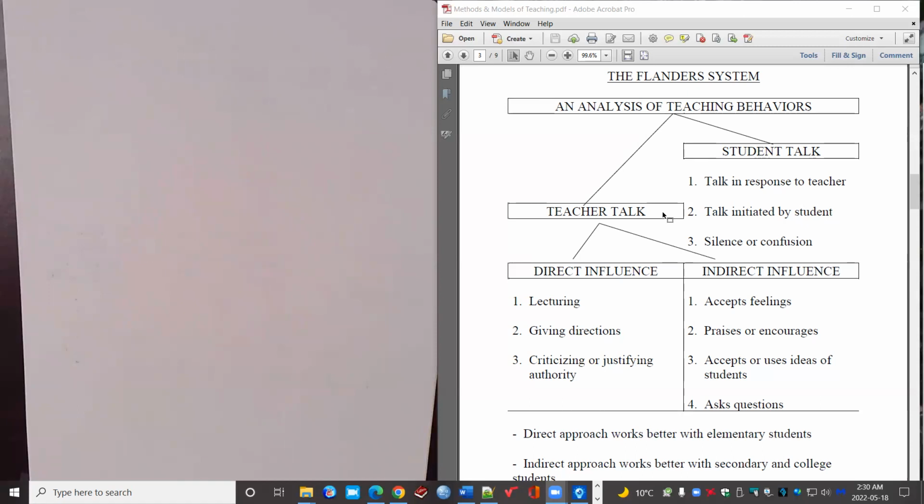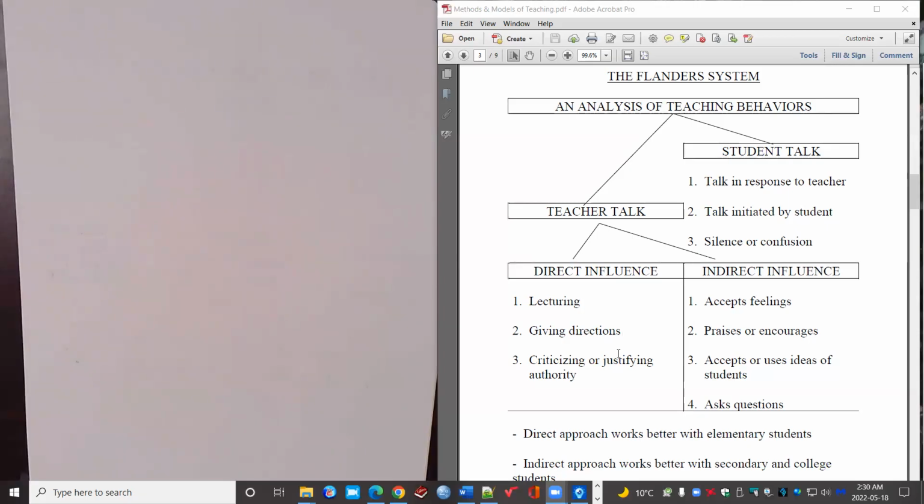Take a look at teacher talk. Take a look at direct influence first. Lecturing: the teacher gives facts or opinions about content or a procedure, and the teacher expresses his or her own ideas, right? So that's lecturing. Giving directions, for example, directions, commands, or orders that students are expected to comply with.